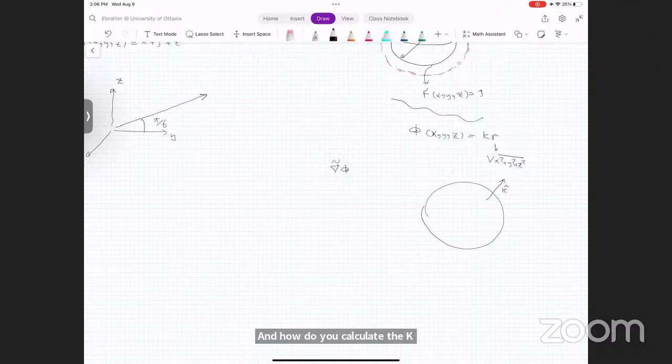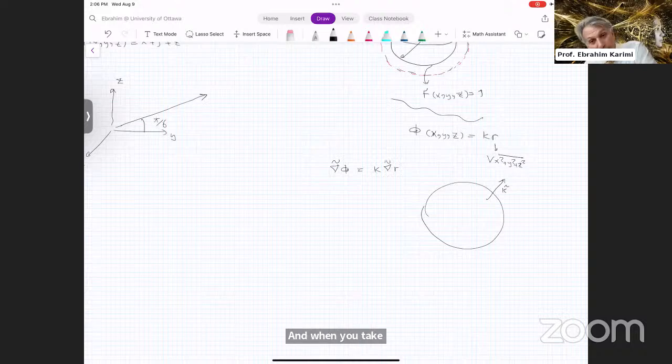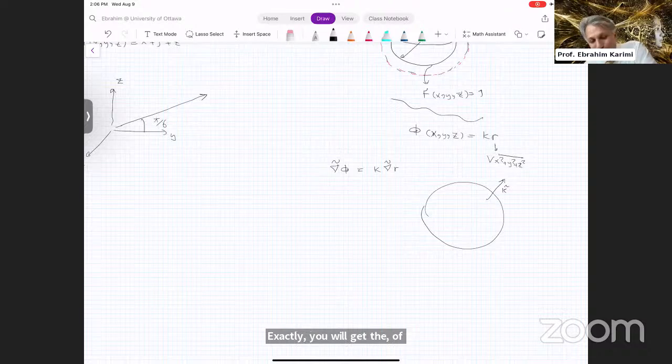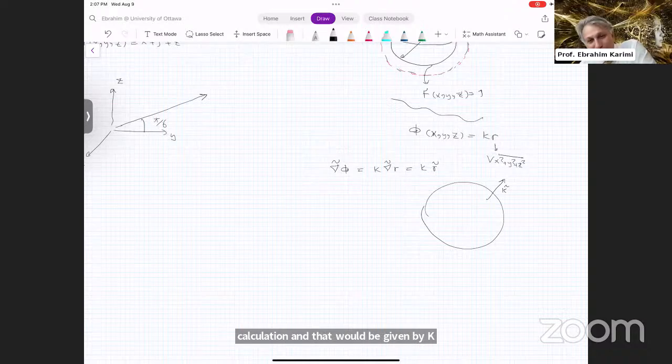And when you take the gradient of the two sides, you will get the gradient of R, right? Sure. And what is the gradient of R? You can do the calculation, and that will be given by KR. Exactly, that's the K vector you are expecting. So we can write it as K R hat, which is the spherical wave which is propagating.